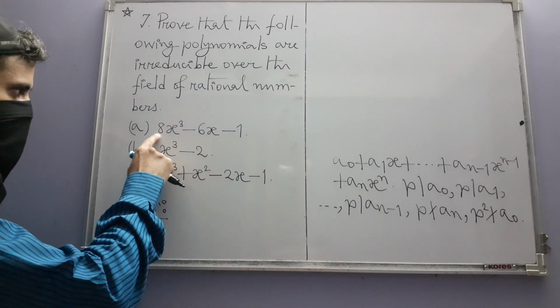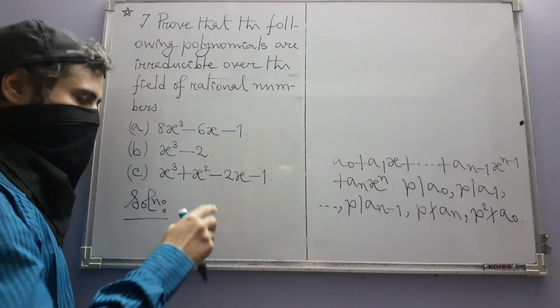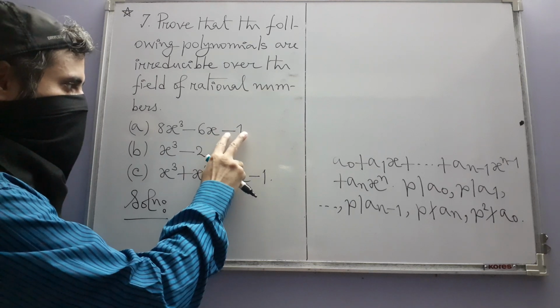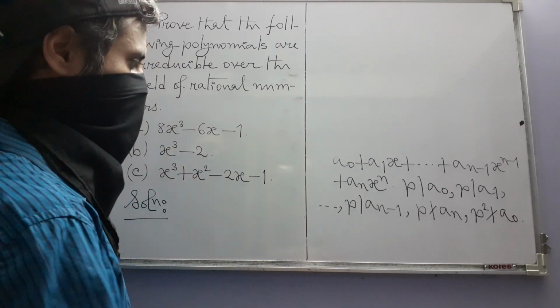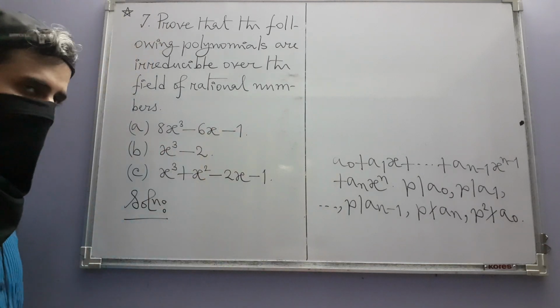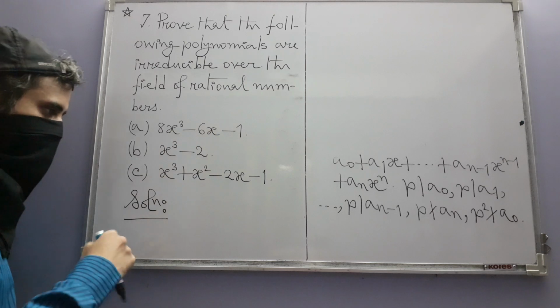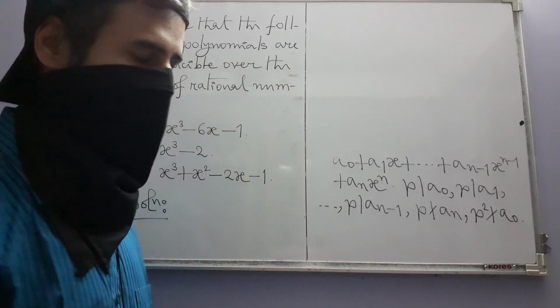Here, however, there is no point in trying to see if this is true, because no prime can divide this a0. A0 in this case is -1, so it's not divisible by any prime. So Eisenstein's criterion cannot be applied here. Instead, we will prove its irreducibility by assuming that it's reducible and then arriving at a contradiction, that is, from scratch.